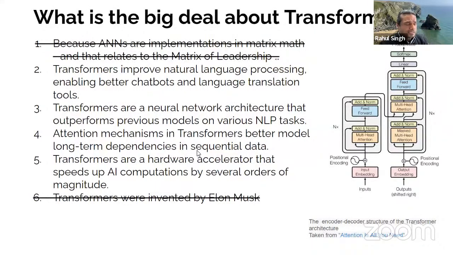Well, they weren't invented by Elon Musk. And because ANNs are implementations in matrix math, and that relates to the matrix of leadership, which is what Optimus Prime has. No, that's not the reason why they're called transformers.